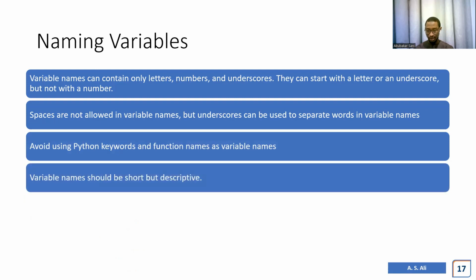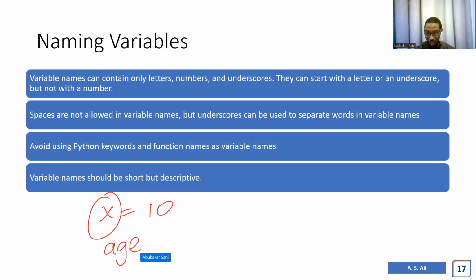Okay, and this is important. Variable names should be short, but they should be descriptive. So we hate it when people are naming variables like x is equal to 10. When you are doing algebra, that is fine. But when you are writing a programming language, please avoid something like x equals 10, y equals 20. We will prefer you to write the description of what x is.